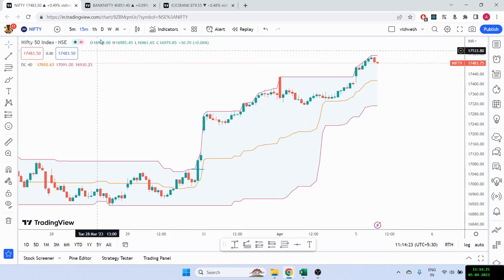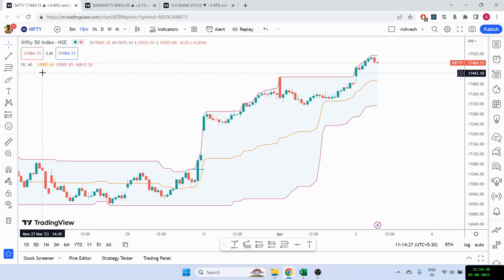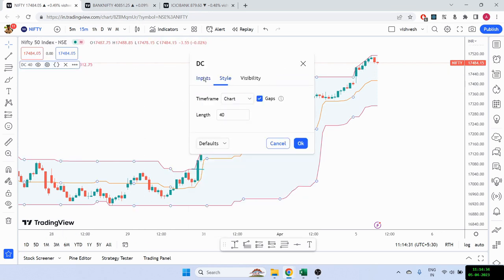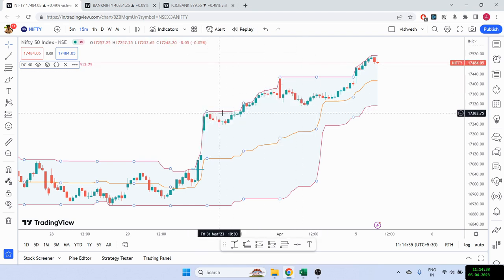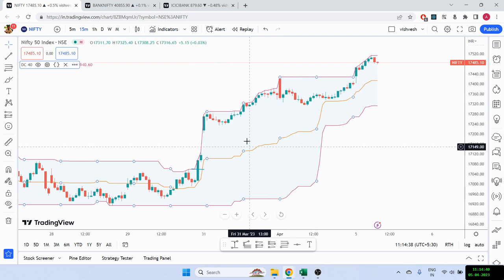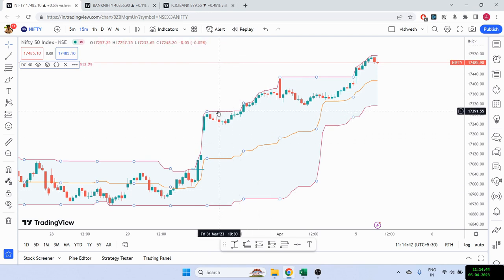Basically, I'm showing you Nifty here on a 15 minutes time frame, and I've added Donchian channel 40. Let me just show you the setting. It's a normal setting of 40 length, and what it gives us is the high and the low of the previous 40 candles. So this line at the top tells me the high of the previous 40 candles, and this line tells me the low of the previous 40 candles.